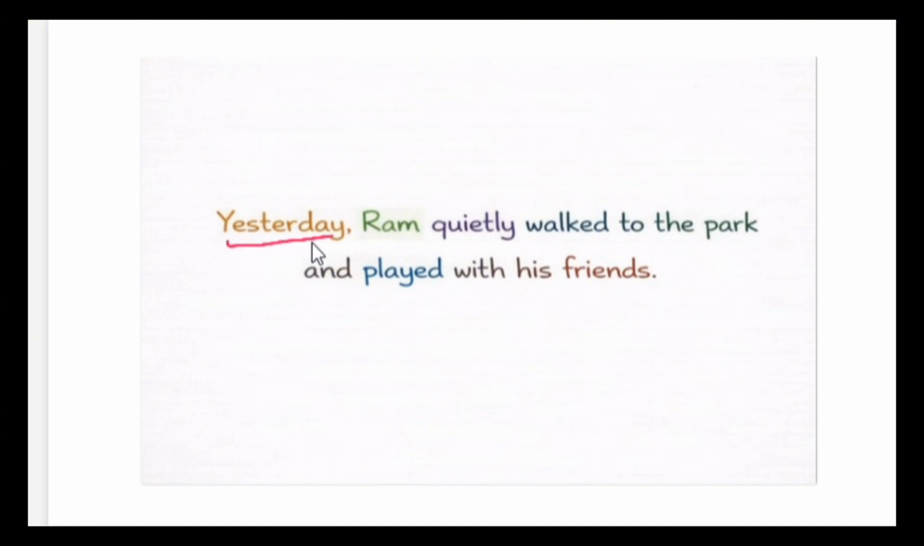Yesterday. This word tells us when the action happened, so it is an adverb. We are using this word for the verbs walked and played. That's why it is an adverb. Ram. Ram is a person, so it is a noun. Quietly. This word tells us how Ram walked. That means we are using it for the verb walked, so it is an adverb. Walked. This word shows an action, so it is a verb as we discussed.